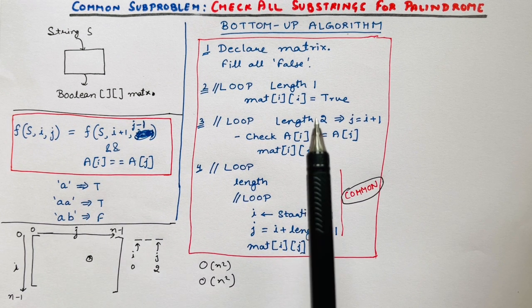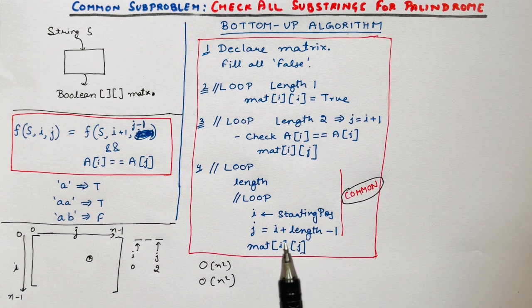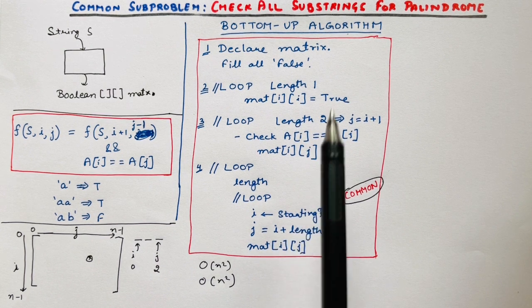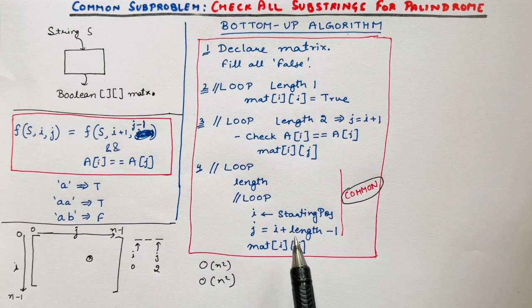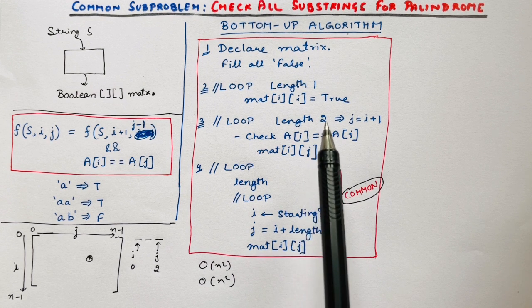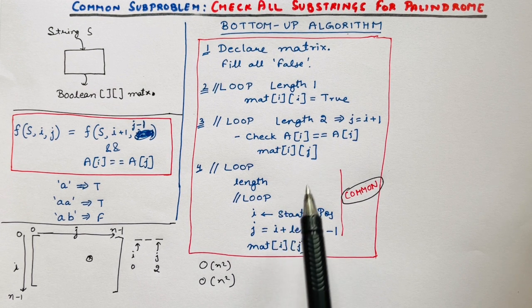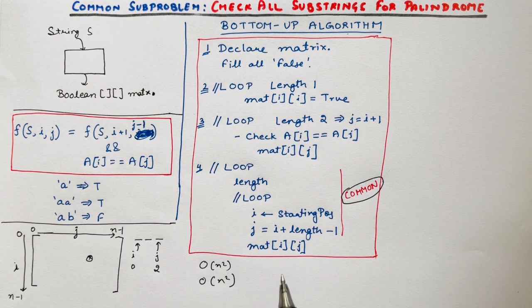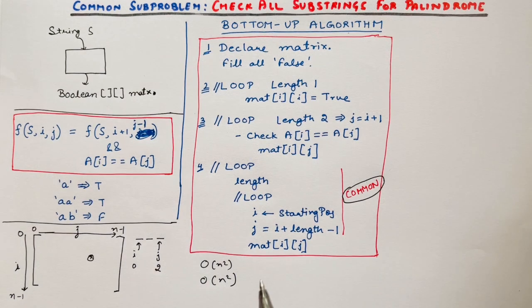So we have already filled length 1 and 2. So if length is 3, we have length 1. And if length is 4, by then we have length 2. If length is 5, by then we will have already filled length 3, and so on. So we can calculate matrix of i, j and fill it.